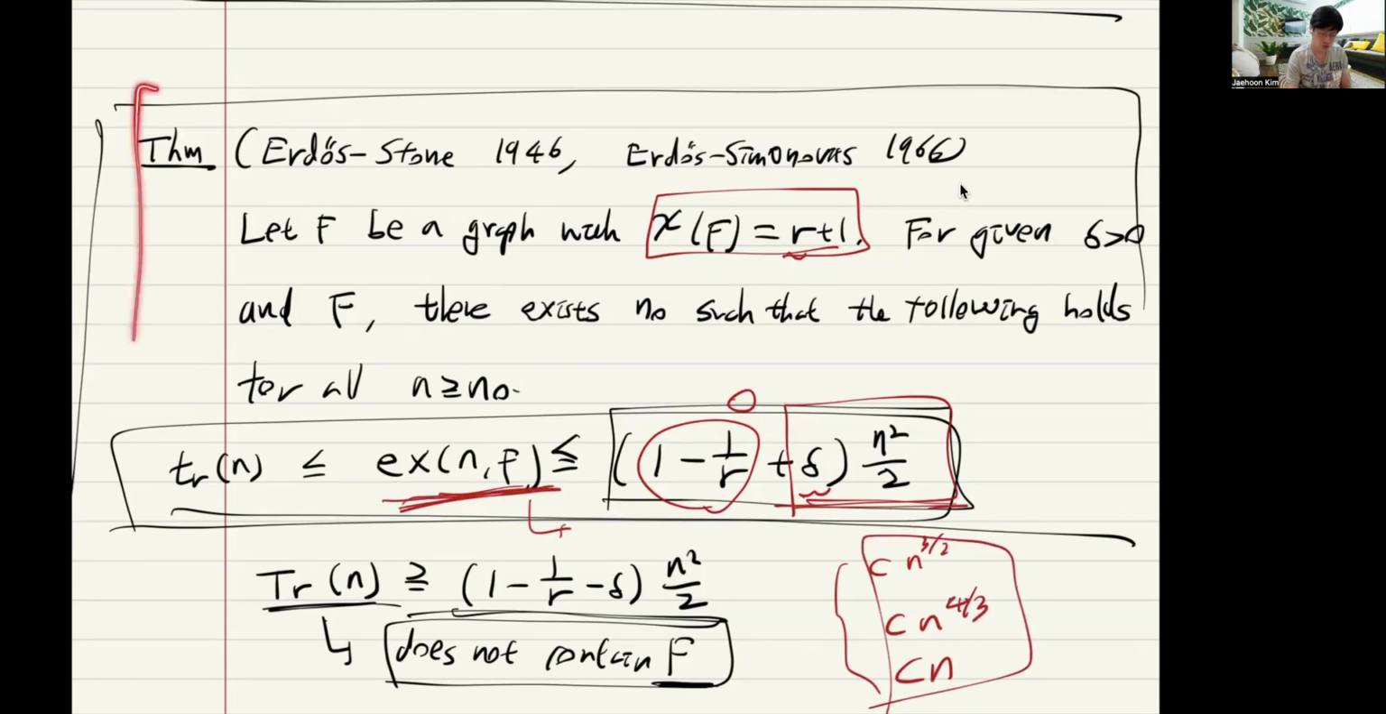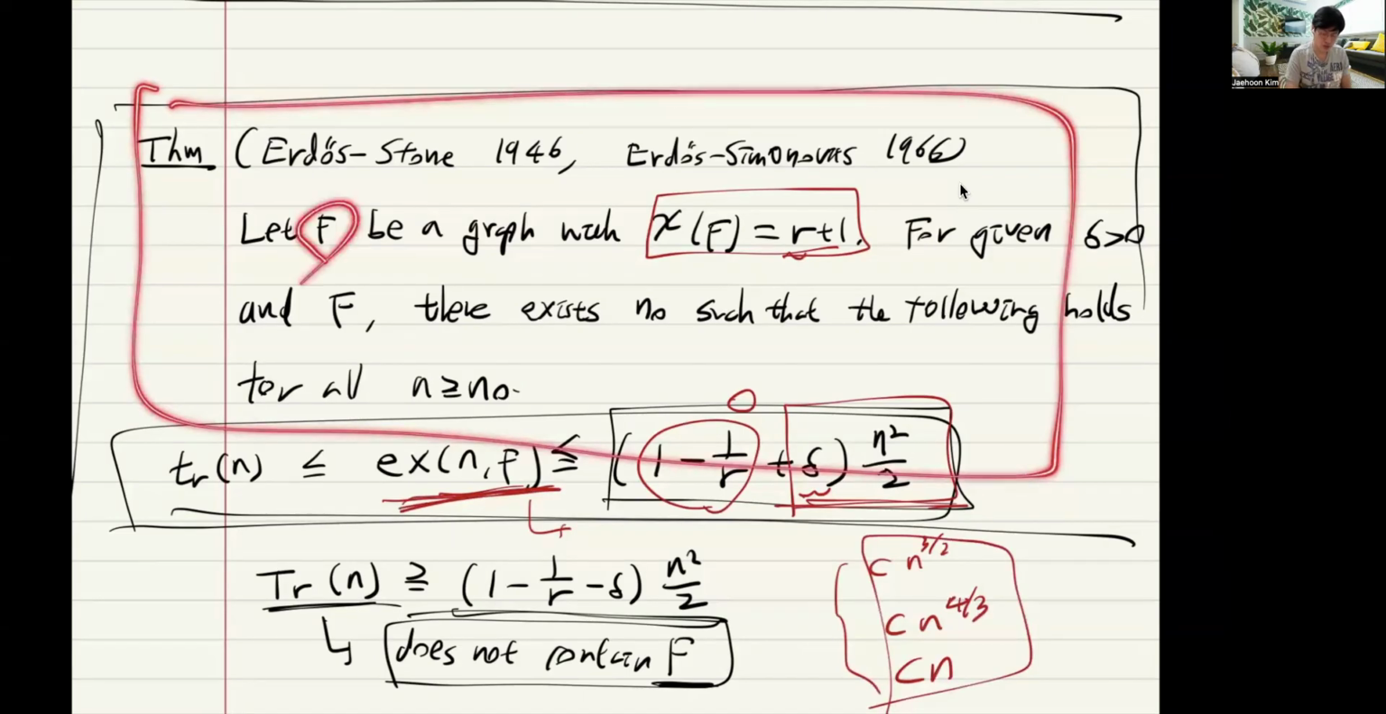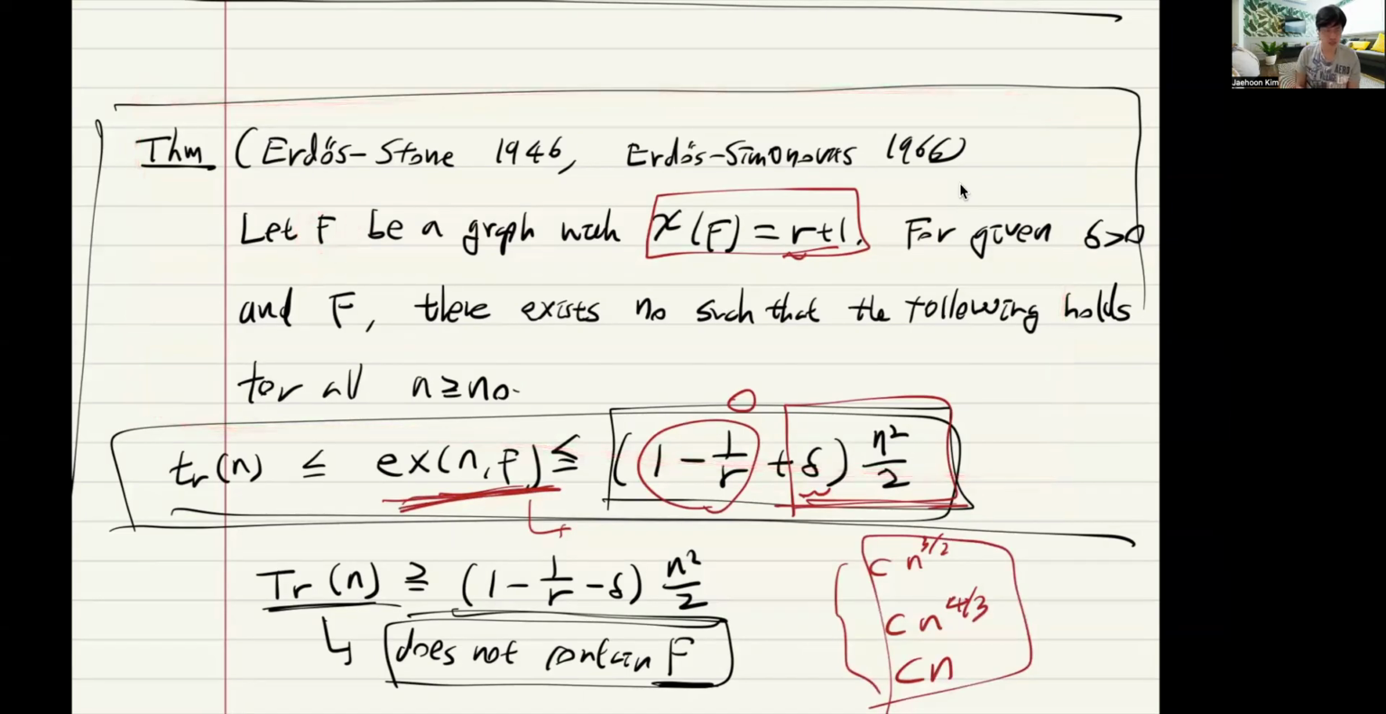So this gives us a satisfying answer for a graph F which is not bipartite. For bipartite graphs, we need to do more work to get more results. And mostly we don't know much about the extremal number of bipartite graphs. Only sporadic cases are known. And we will talk about that in the next video.